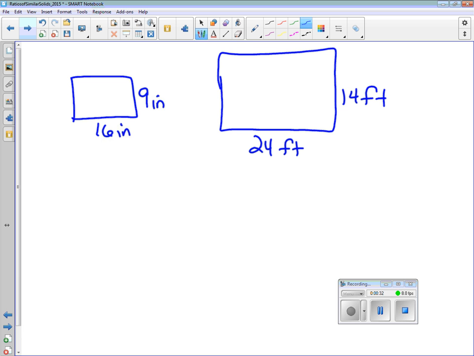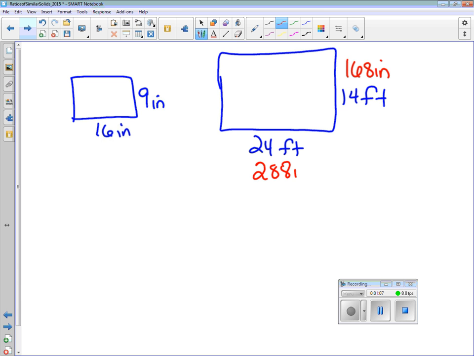So first thing I notice is that right off the bat, I have a what issue? What issue do I notice right off the bat? The units are not the same. Would you agree? And so we can't really deal with anything unless the units are the same. So why don't we go ahead and just convert everything to the smallest unit, which would be what in this case? Okay, so we'll convert the 14. So 14 times 12 is 168. So I have 168 inches here. And then we have 24, and that looks like 288 inches.